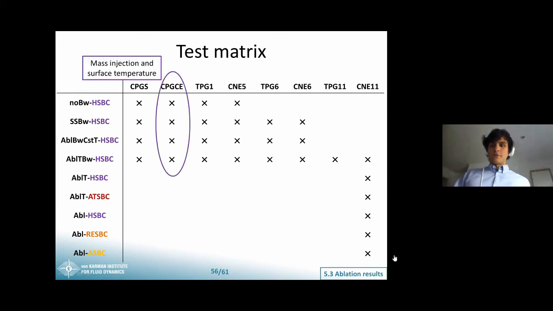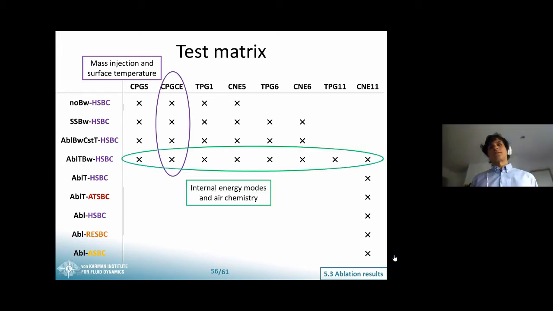For example, if we fix one flow assumption and look at the different blowing and surface temperature boundary conditions, we can identify their isolated effect. Similarly, if we fix one boundary condition and look at the different flow assumptions, we can identify the effect of internal energy mode excitation and air chemistry, both between, say, neutral air species and also carbon ablation subproducts.